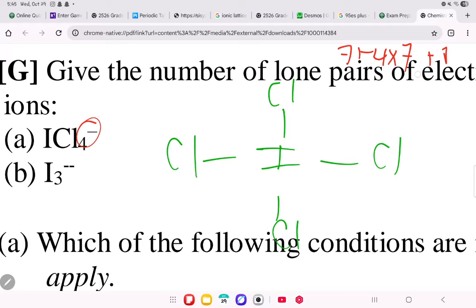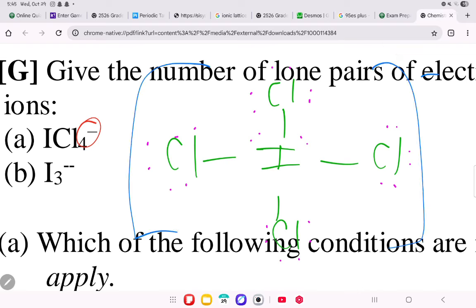Okay? So 36, subtract from it how many single covalent bonds we used. That's going to be 4 times 2, 8 electrons. Okay? 36 minus 8, that's going to be 28. Now, 28 divided by 2, that's 14 lone pairs. So we should distribute 14 lone pairs. That's going to be 1, 2, 3, 4, 5, 6, 7, 8, 9, 10, 11, 12, 13, 14. It's okay for I to have the extra lone pairs, because it's after period 3, so it can have an extended valence shell. So we don't forget to put the minus, because why? It is an ion. That's it for ICl4 minus.